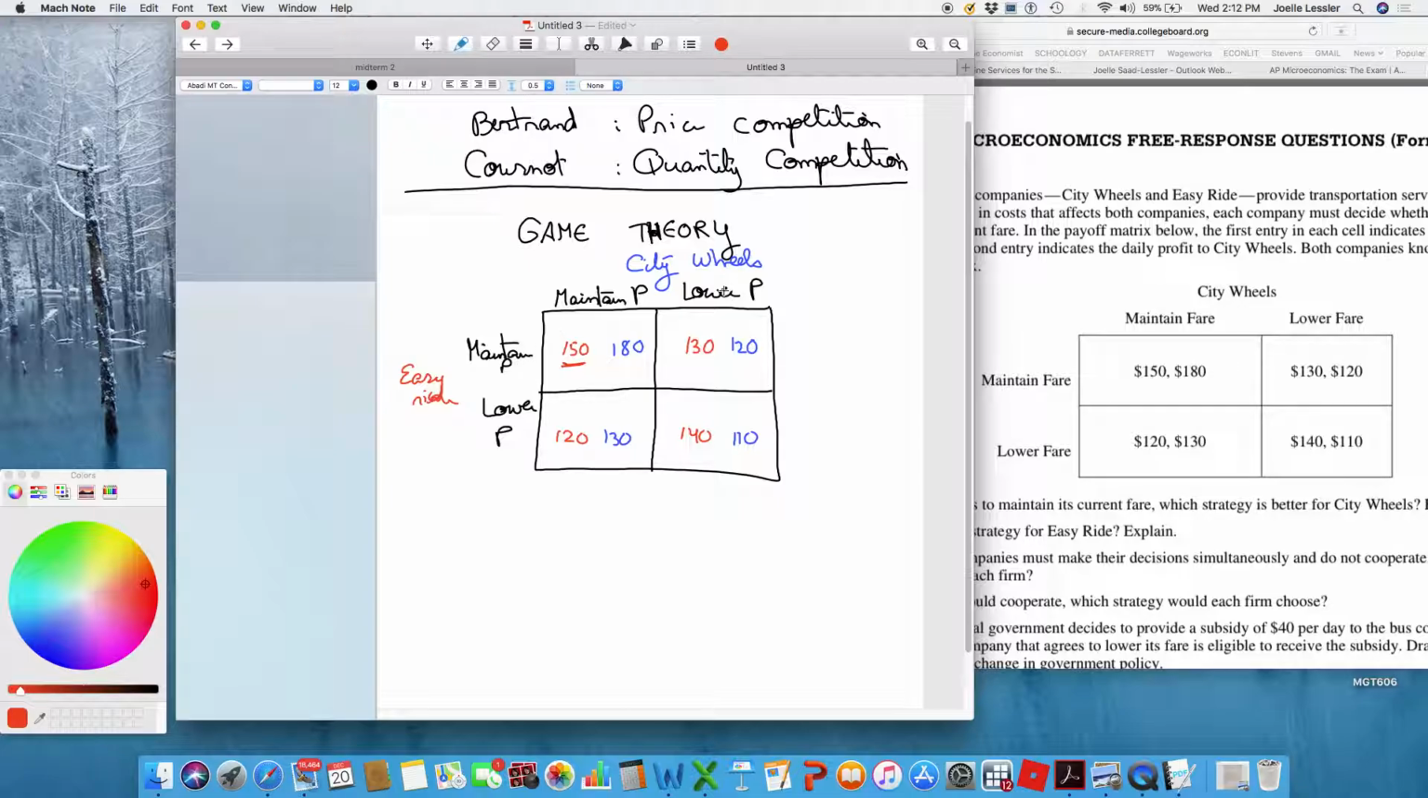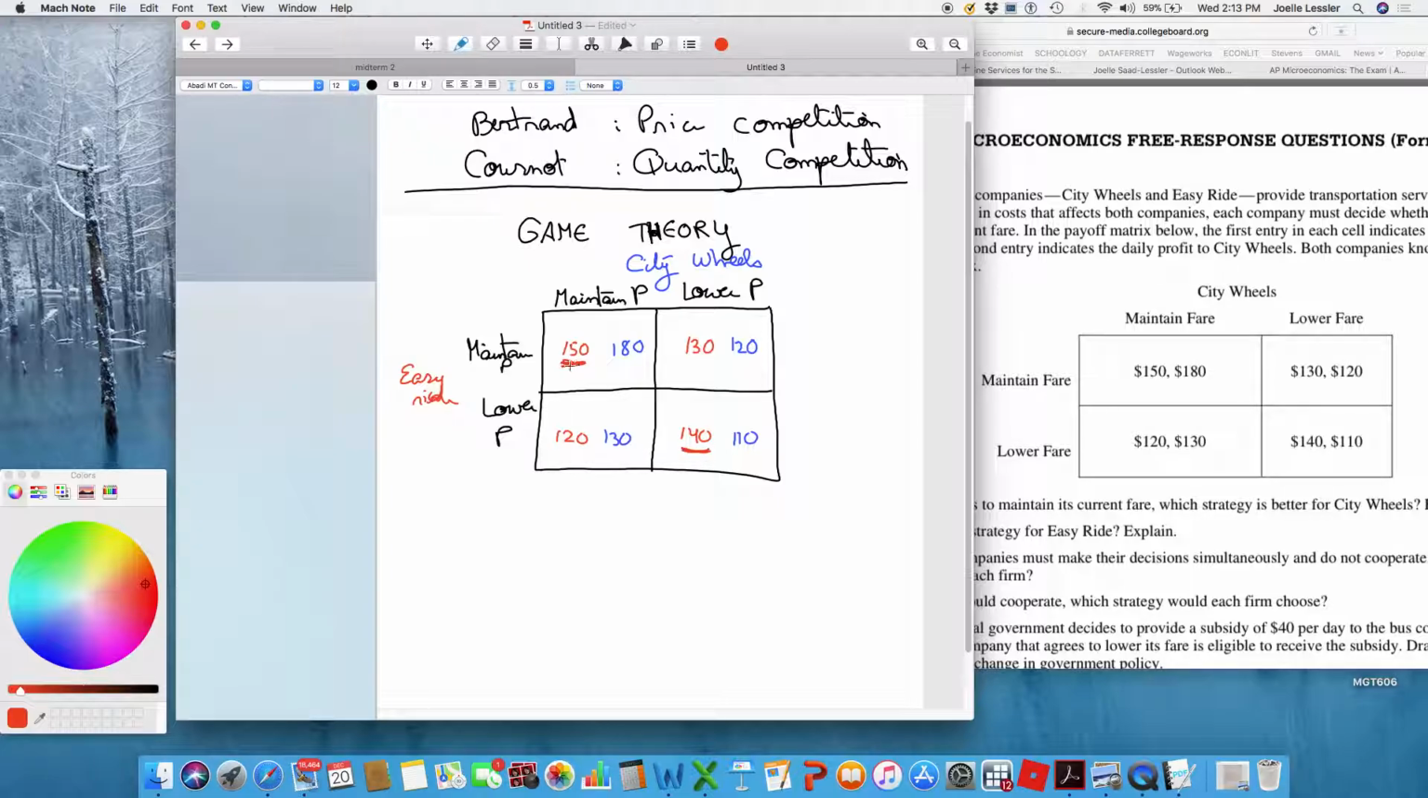If City Wheels lowers his price, what's my best response? If I maintain my price, I make 130. If I lower my price, I make 140. So my best response in that case would be to lower my price. So we put an underscore on whichever is the best strategy for Easy Ride for each possible strategy that City Wheels does. Again, if City Wheels maintains price, it's best for Easy Ride to maintain price. If City Wheels lowers price, it's best for Easy Ride to lower price.